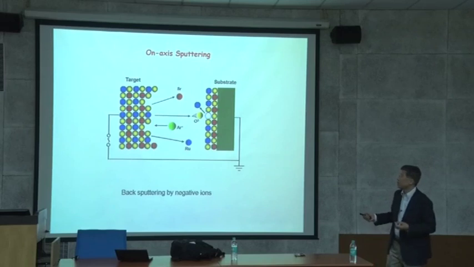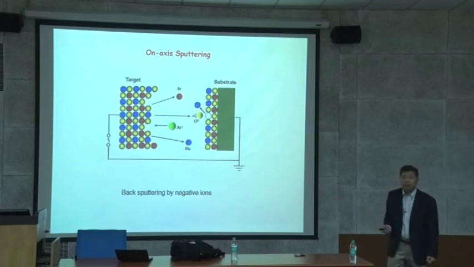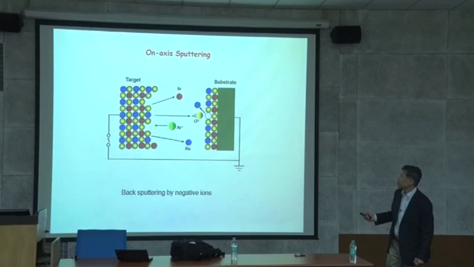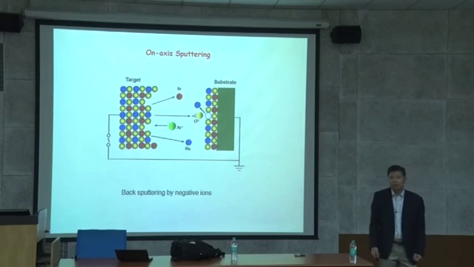And use the power supply to apply the voltage here, a negative bias to here, and attract argon ions. Okay? The argon ions are attracted and then bombard, and then your strontium, and ruthenium, and oxygen all come out. But a lot of people initially didn't realize what the serious problem of this sputtering was.